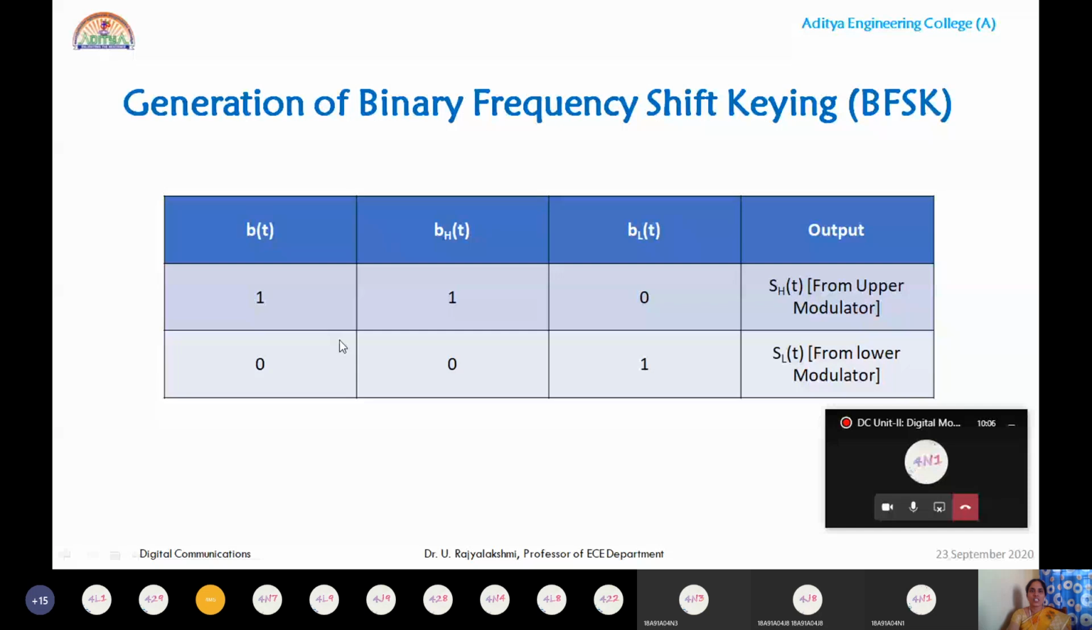So already we have seen the generation principle. When b of t is 1, bH of t will be 1 and bL of t is 0, so the output is sH of t. This is from the upper modulator. And whenever b of t is 0, bH of t will be 0 and bL of t, the inverted form, is 1. So at that instant the output is due to the lower modulator.